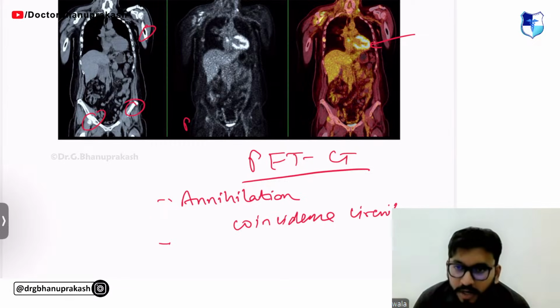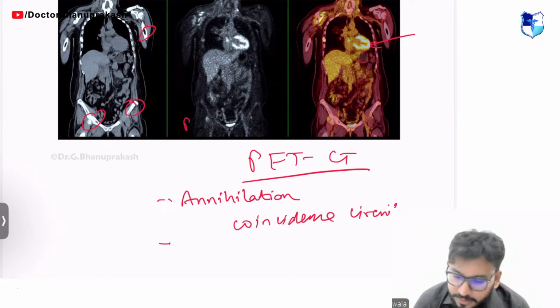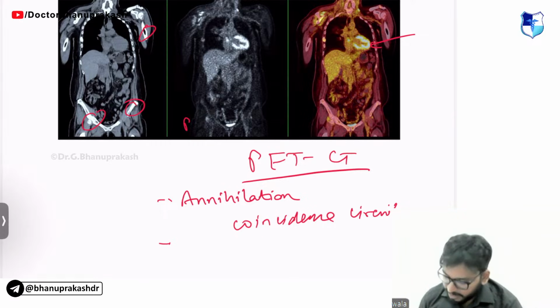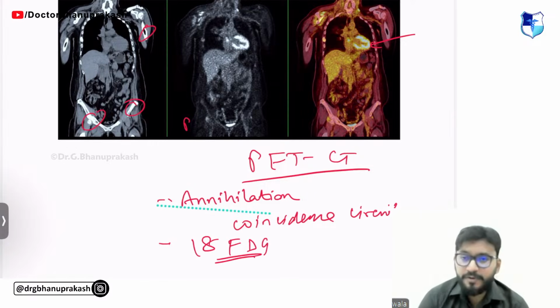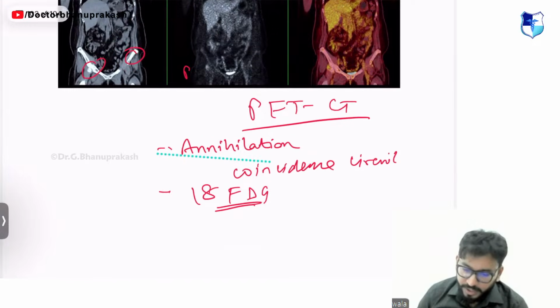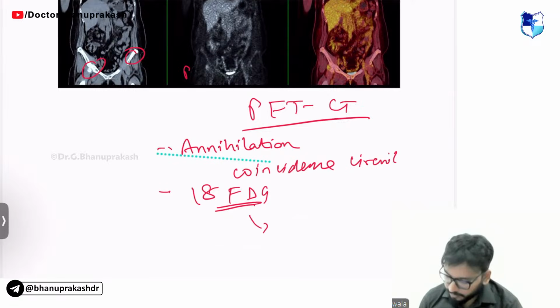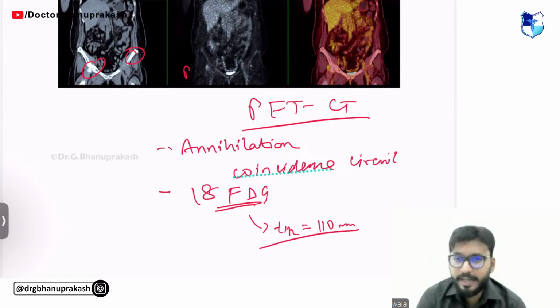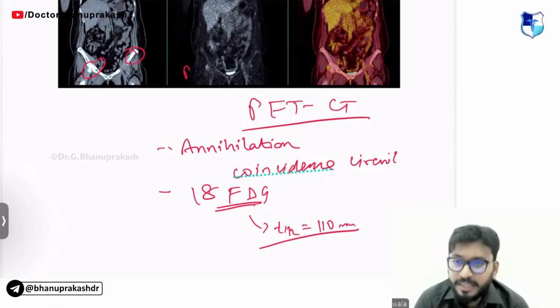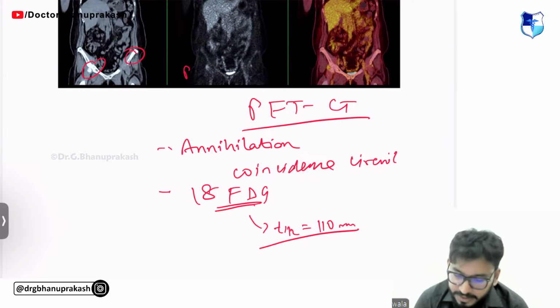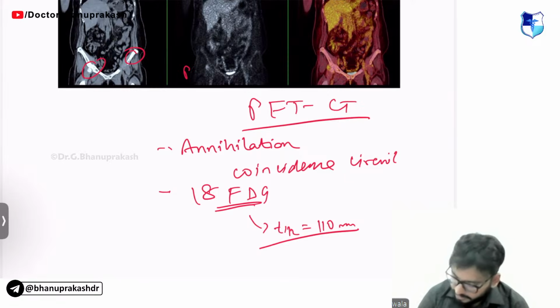What element is used in PET CT? It is 18 FDG PET, 18 fluorodeoxyglucose. The MCQ point is, what is the T half? The T half is 110 minutes. PET CT is used for cancer staging, cancer response, and recurrence.